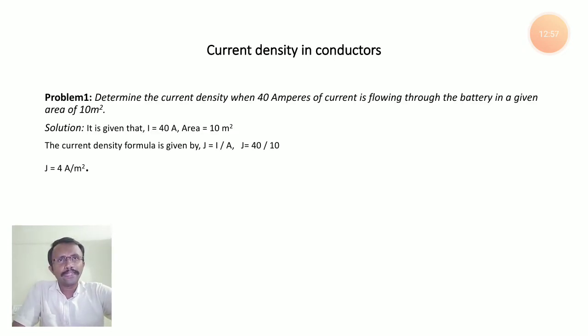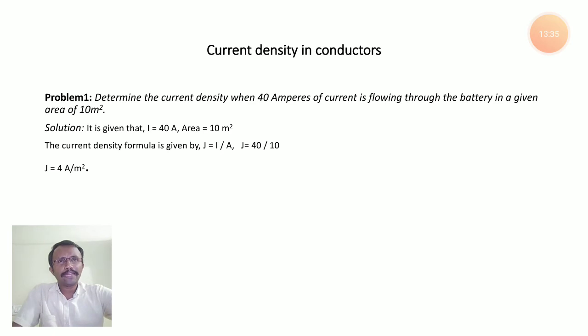If you clearly read this problem, what is the problem? Determine the current density when 40 amperes of current is flowing through a given area of 10 meters square. It is very simple, because they are asking you to calculate the current density of the conductor by giving current and area. Already I told you, when current and area are given, we have to use J is equal to I by A, where J is the current density of the material, I is the current flowing through the conductor, A is the area of cross section of the conductor.